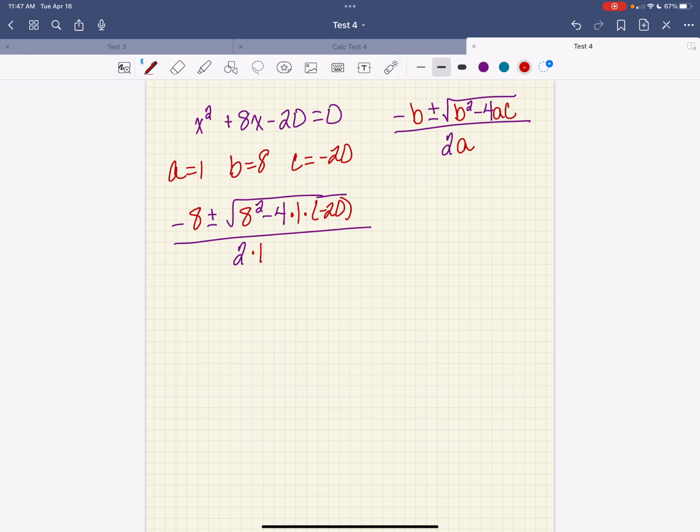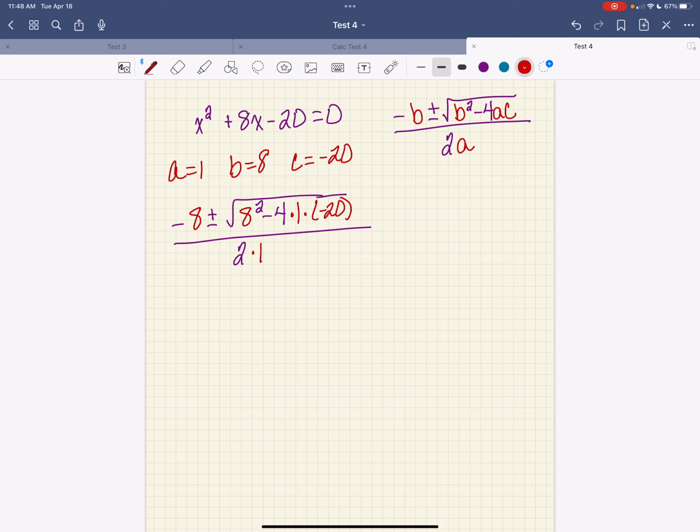Okay. This one could be factored. You could have factored this one. But I want to show you how to do it with the quadratic formula, because you can solve every one of these by the quadratic formula, whether they can be factored or not. So let's see what happens right here. I always want to start here and focus on this right here.